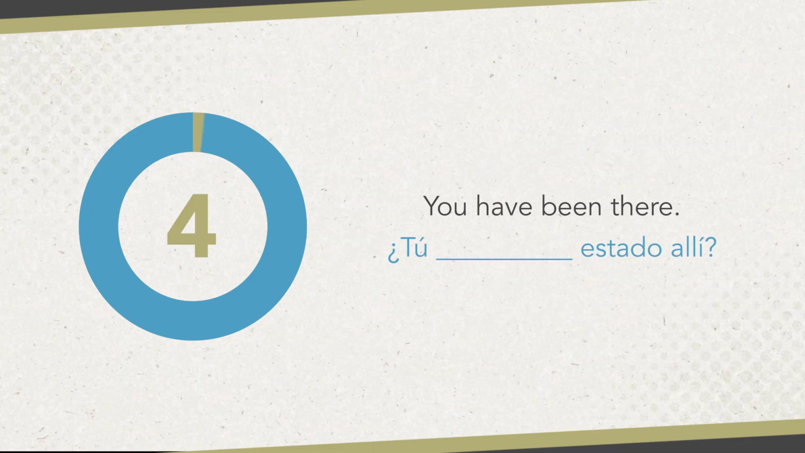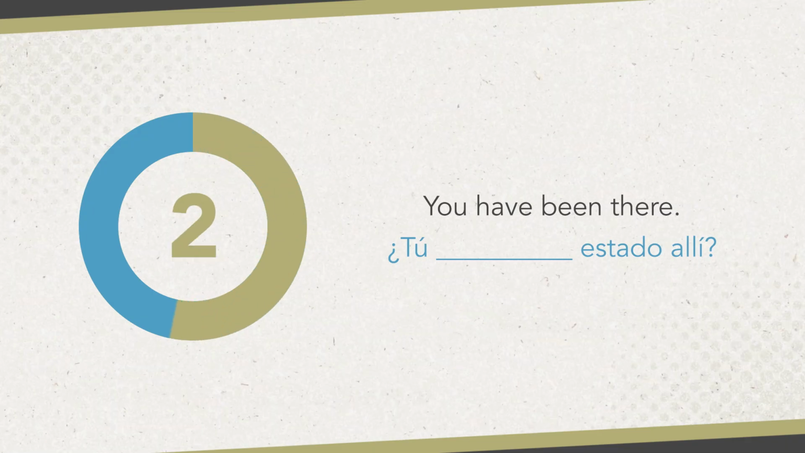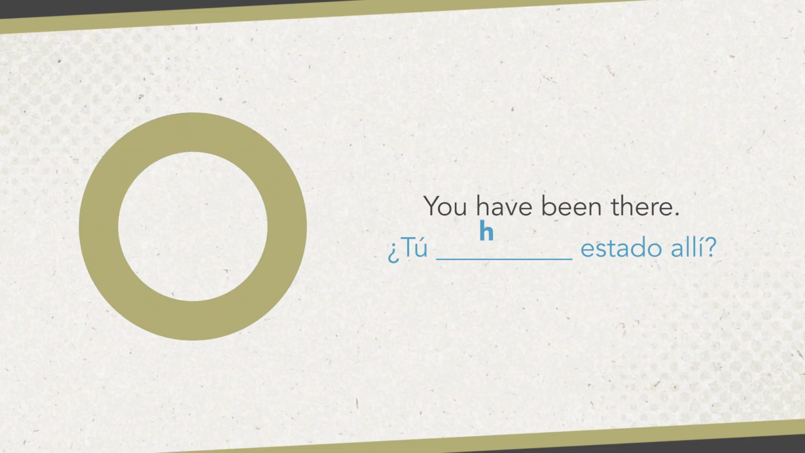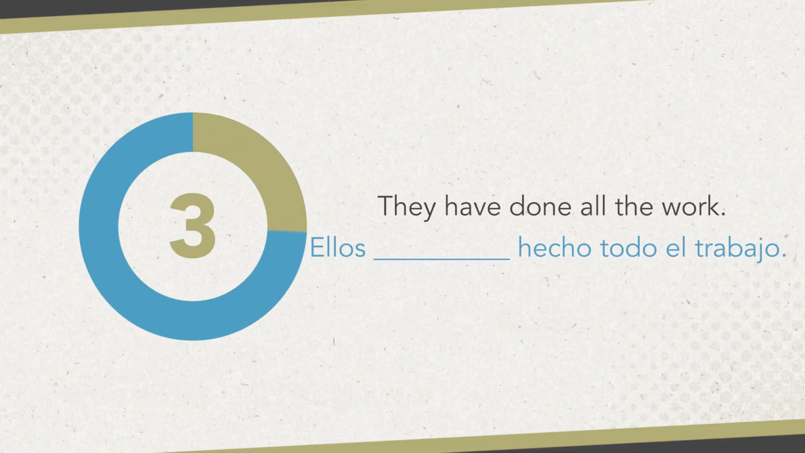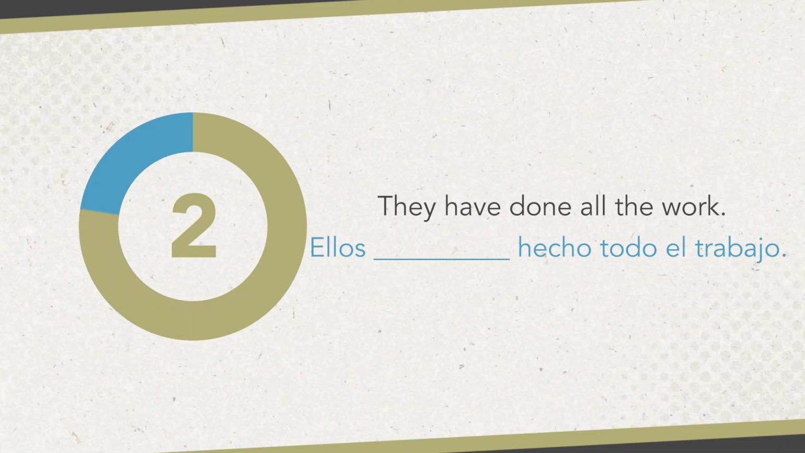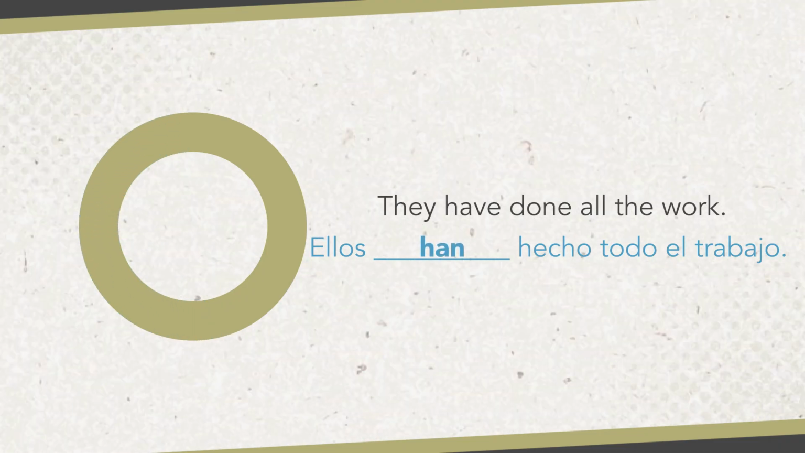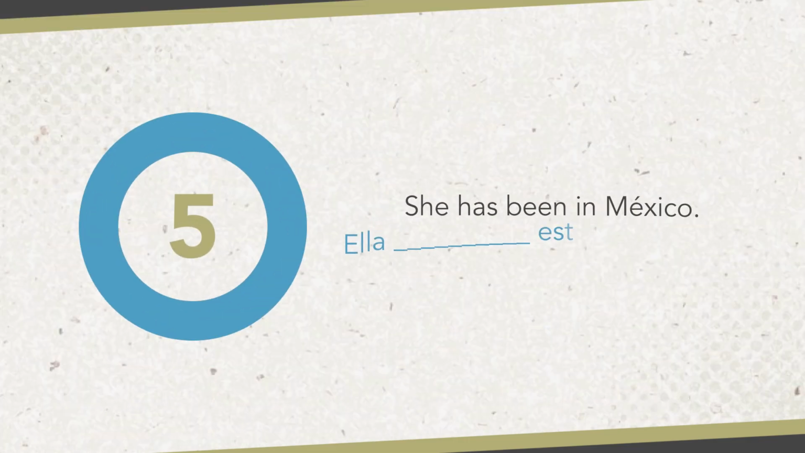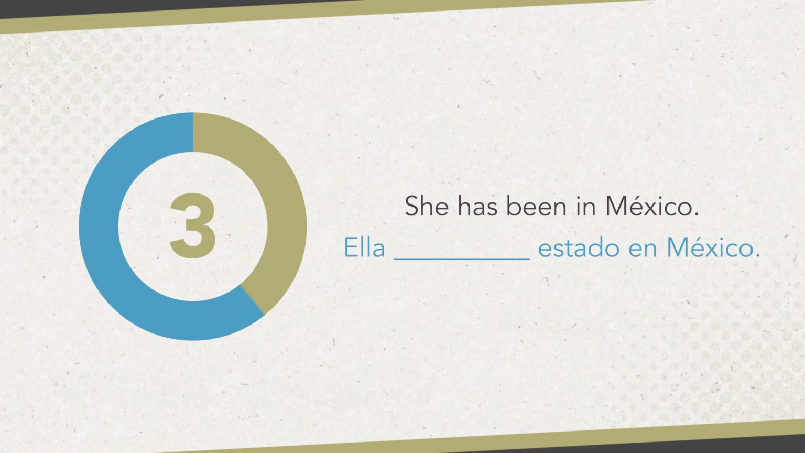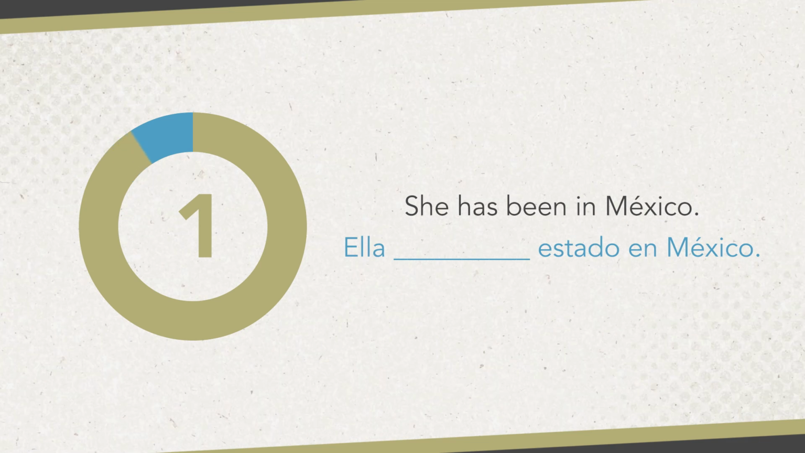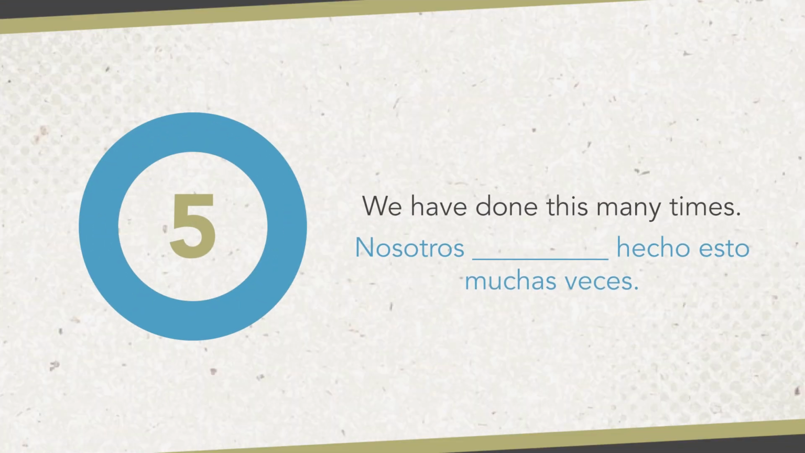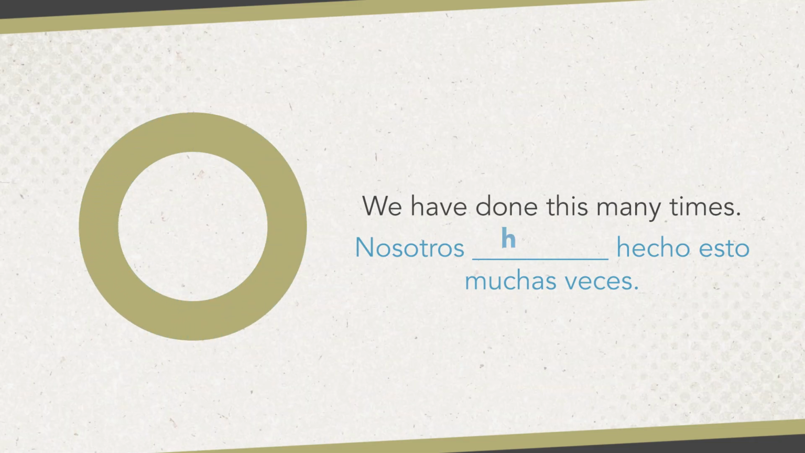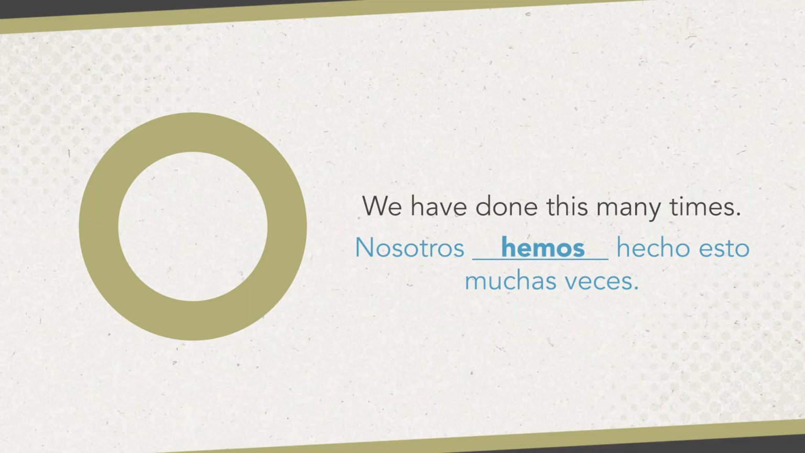You have been there. Tú has estado allí. They have done all the work. Ellos han hecho todo el trabajo. She has been in Mexico. Ella ha estado en México. We have done this many times. Nosotros hemos hecho esto muchas veces.